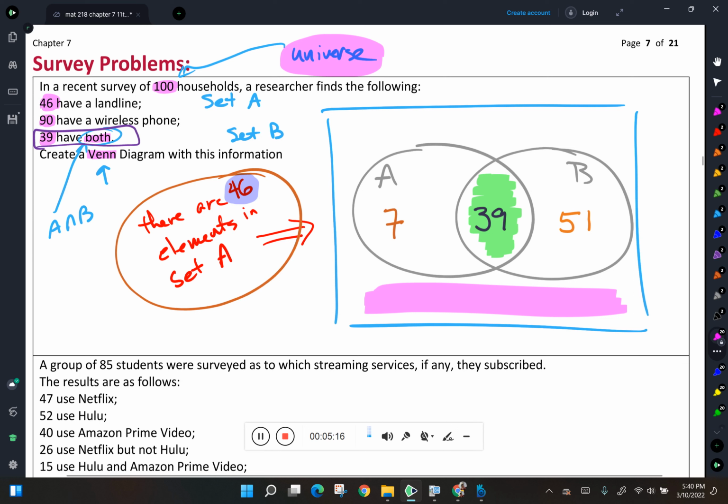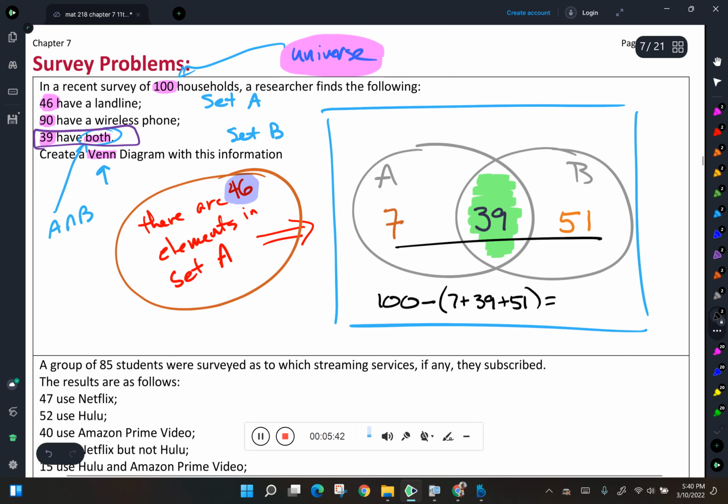Well, how am I going to find that? Well, that piece out there is going to be my universe minus all of those guys in the middle there added up. So that's 7 plus that 39 plus that 51, and that's going to give me 97. So not 9. This is 97, so that's 3. Okay. And so then what does that number 3 mean?